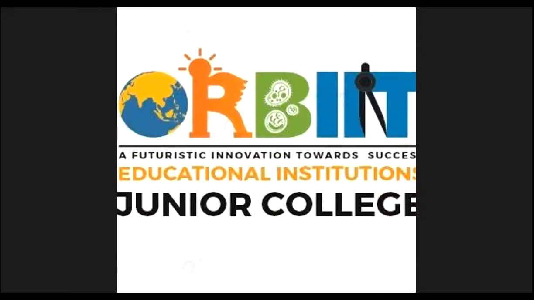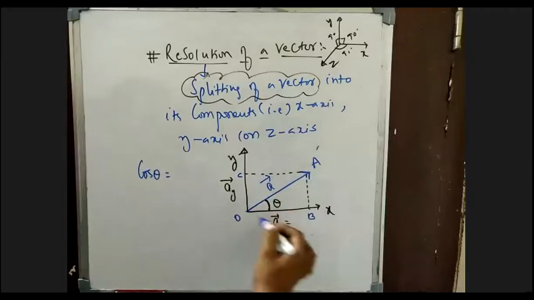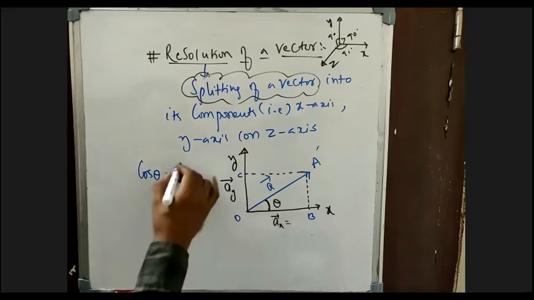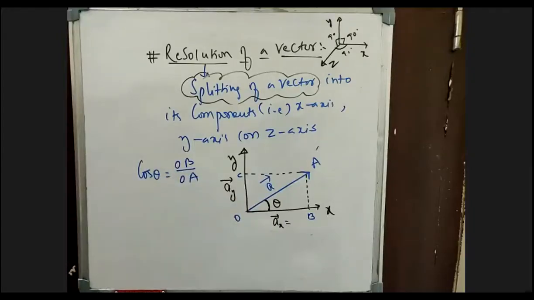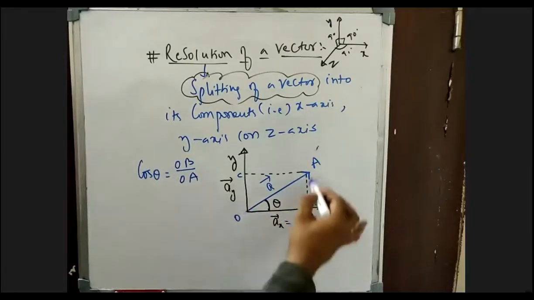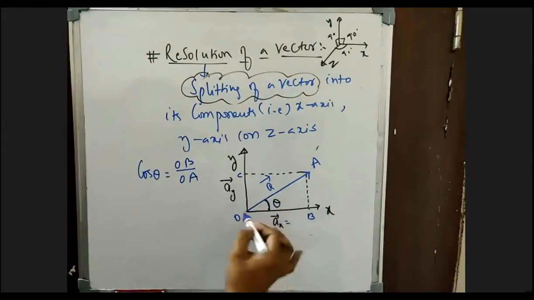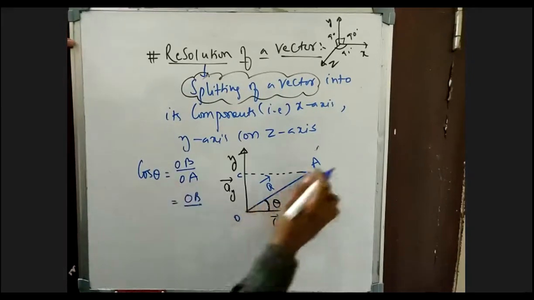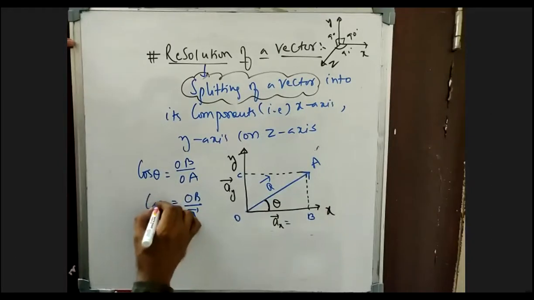From the figure, this is your triangle, beta. Sir, Ax bar by A bar. Is it? That means I can write OB here. It is OB divided by OA. Cos theta is OB divided by OA. What is OA here? O to A is nothing but A bar. So cos theta is OB divided by A bar.